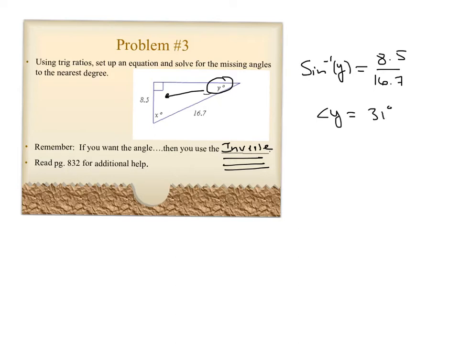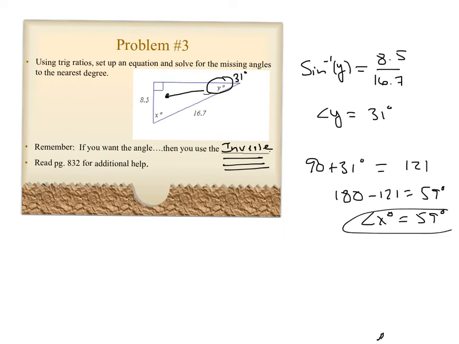Now, realistically, we know that this is 31 degrees right here. So you could say, okay, I've got 90 plus 31, and then I'm going to take this away from 180. So 90 and 31 is 121. If I take 180 minus 121, that gives me 59 degrees. So I can do that to get angle x is equal to 59 degrees. That'll work, and that's perfectly fine.